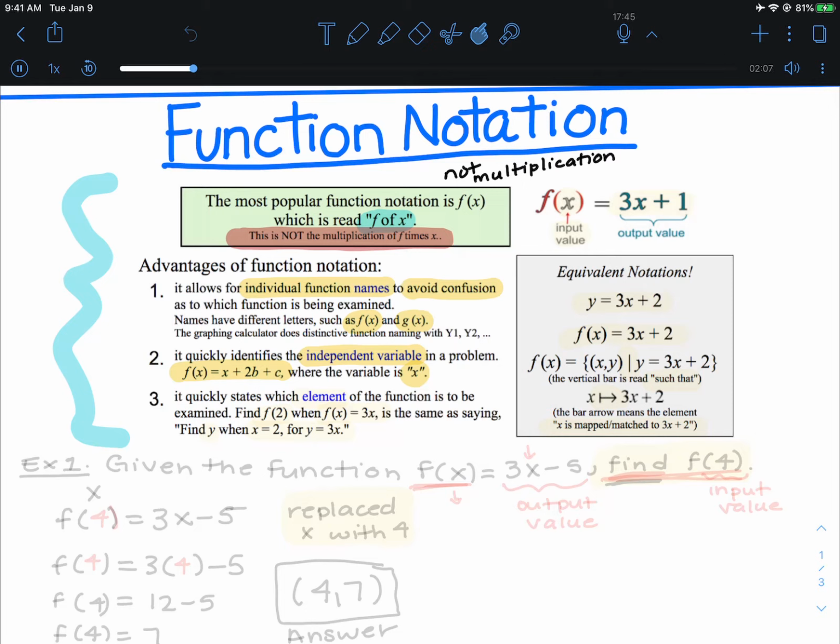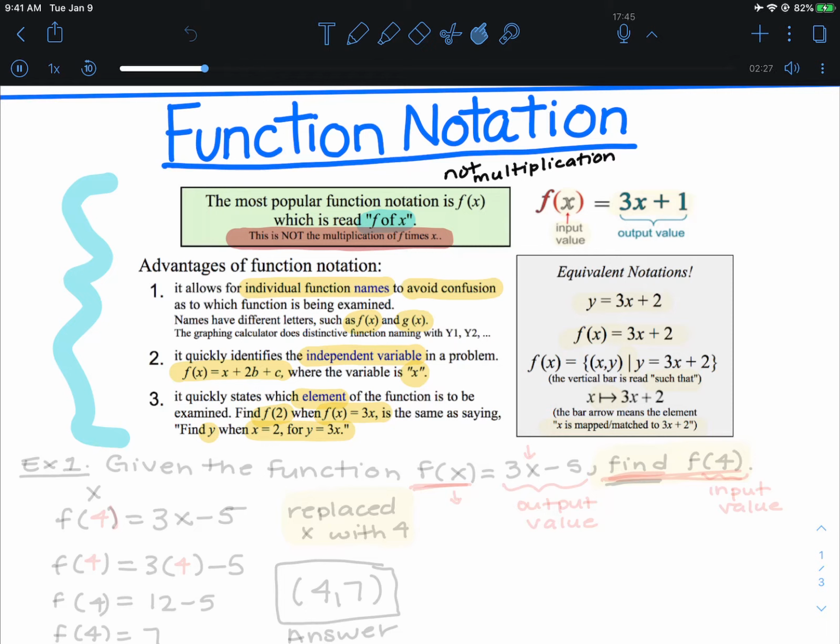It also helps us state the elements of the function to be examined. So we have something like find f of 2. When you get this function, that means that we want to find y when x equals 2 for y equals 3x. Now, these are the types of problems that we're going to be dealing with today, right?